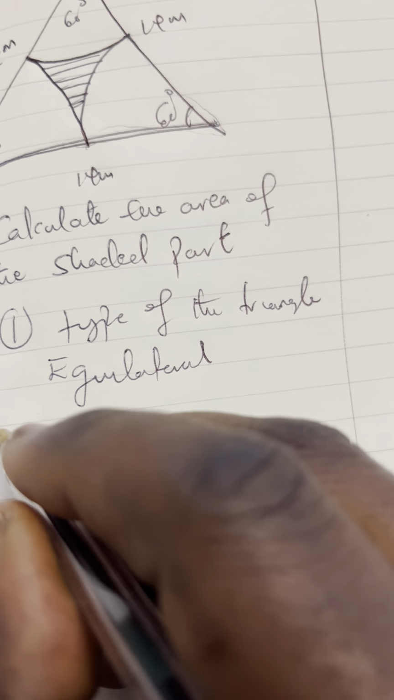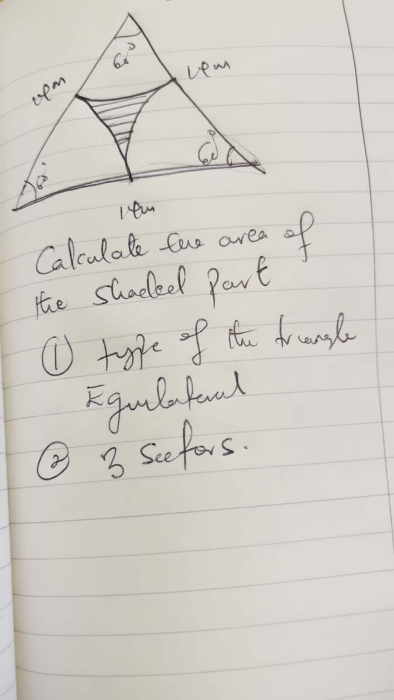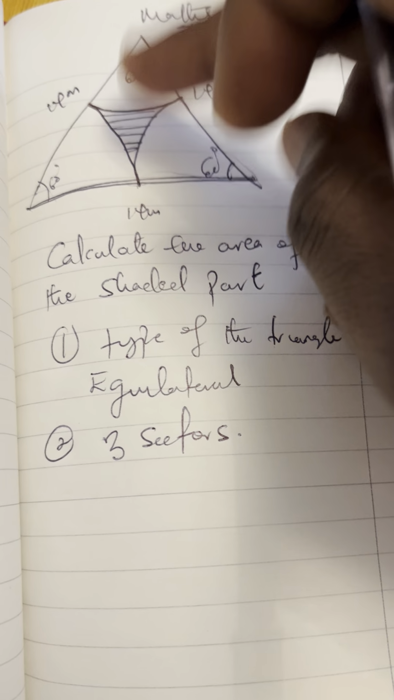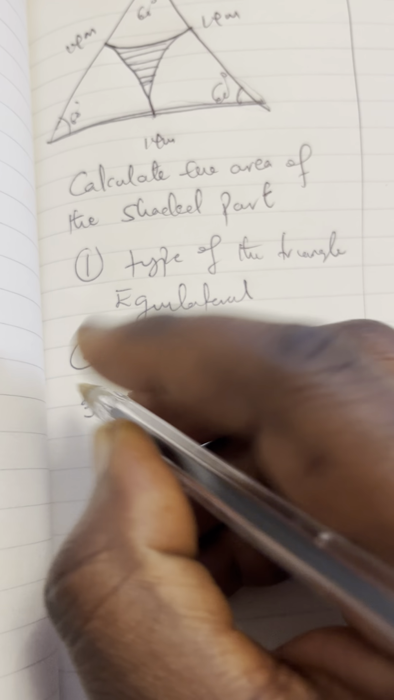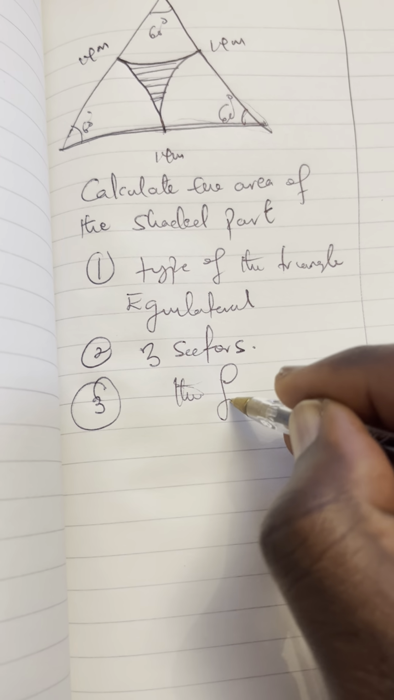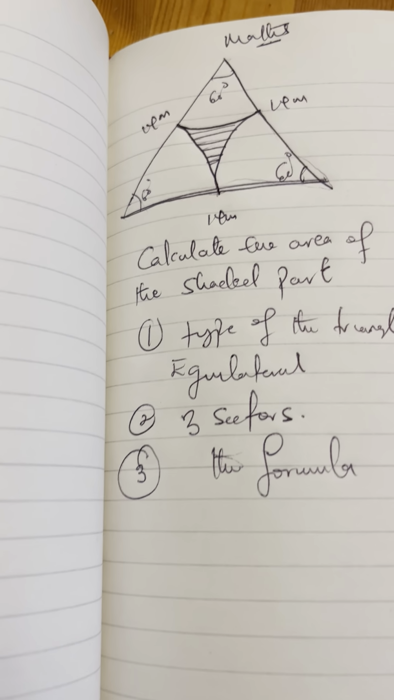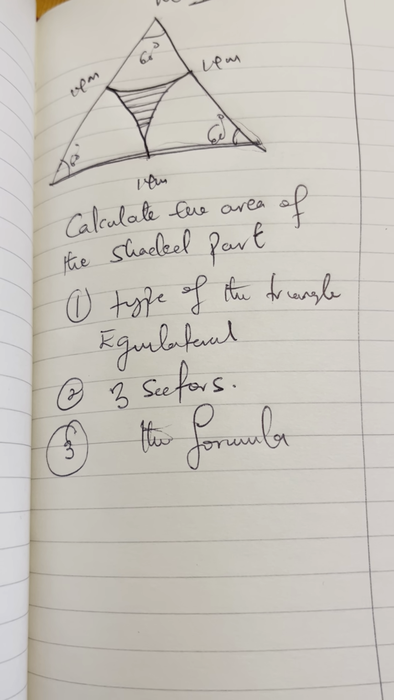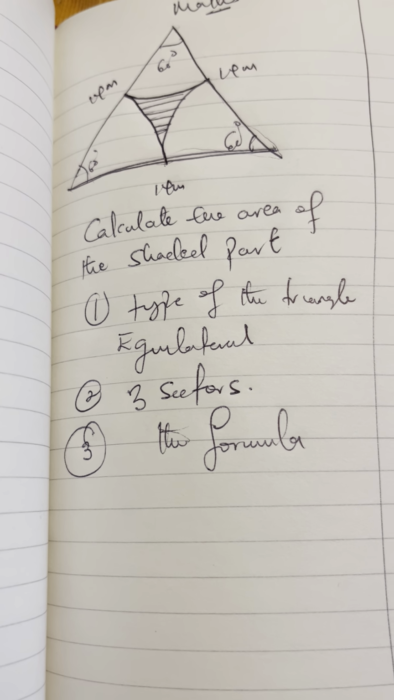So another thing you have to know in the question is that we have three sectors bounded by the shaded path. The last thing you have to know is the formula. So these are the three basic things we need to put into consideration. Now, how are we going to solve the question? Listen very carefully. It's very simple. We are looking for the area of the shaded part.